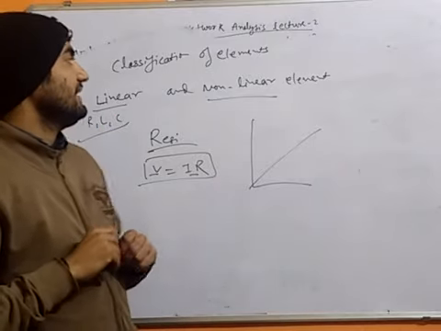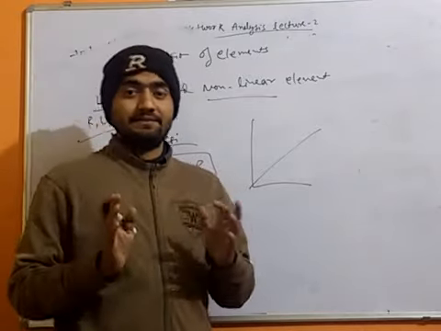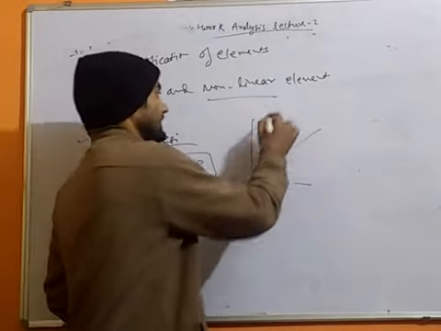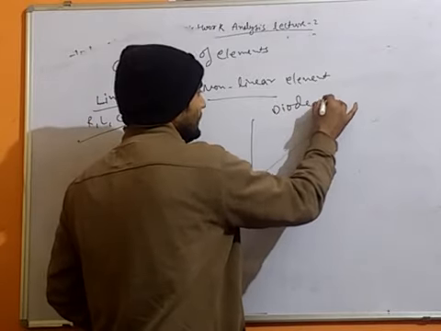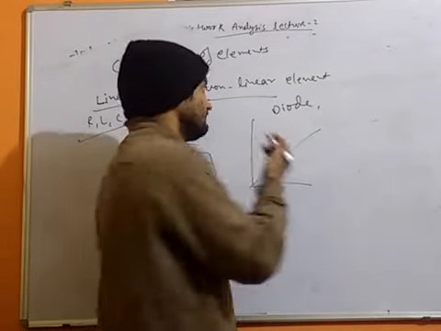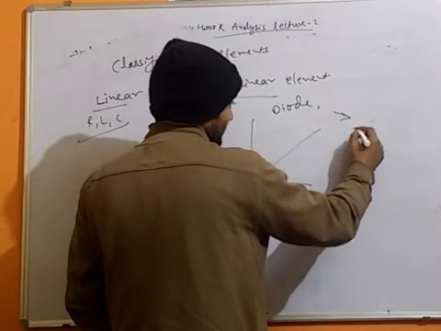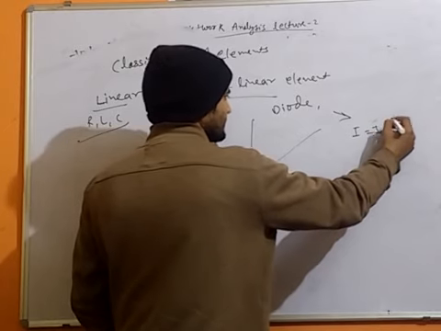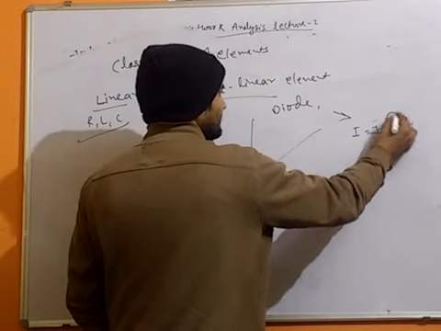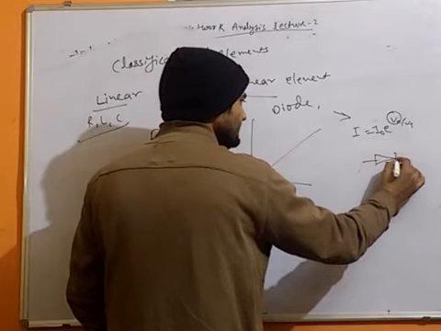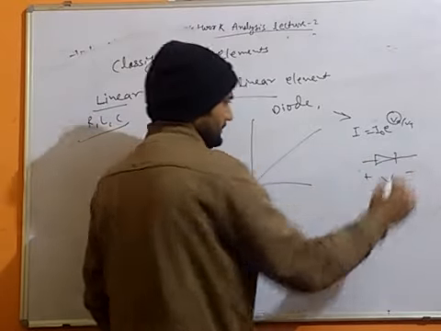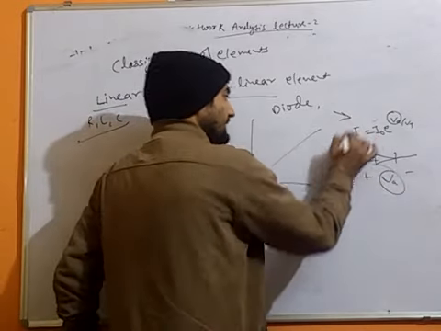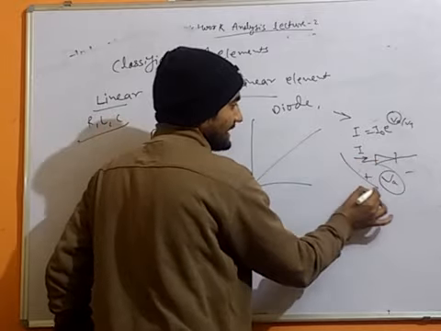Now come to the non-linear elements. Again, all the active devices, or you can say the unilateral devices as well, meaning diodes, BJT, these will be the non-linear elements. We will learn these formulas later in other subjects: I equals I naught exponential VA upon VT, where VA denotes the voltage across the diode. So the voltage across the diode and the current through it are exponentially related.